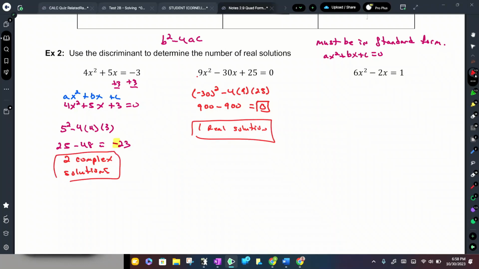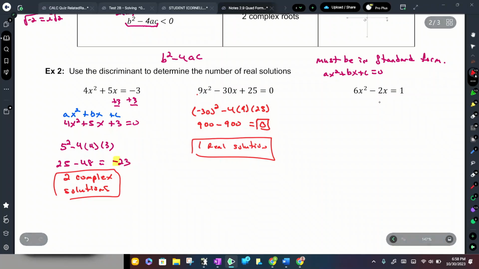I want you guys to pause the video and work on this one for a minute, and then turn the video back on and check and see if you get the answer correct. And then I'll work this out.